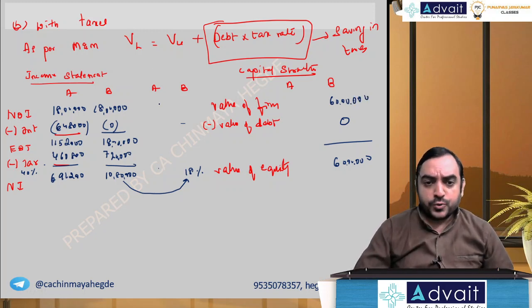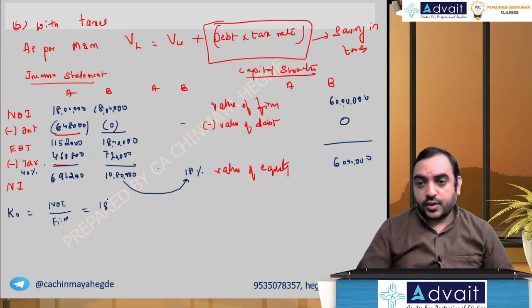Let me just quickly compute the percentage. For B Limited NOI 60 lakh and 18 lakh. So what is the overall cost of capital? Net operating income divided by the value of the firm. Net operating income 18 lakh. I'm doing for A, okay? 18 lakh divided by 60 lakh into 100.